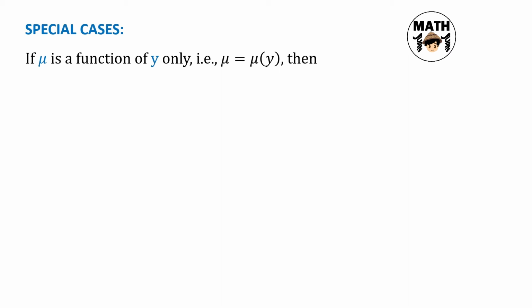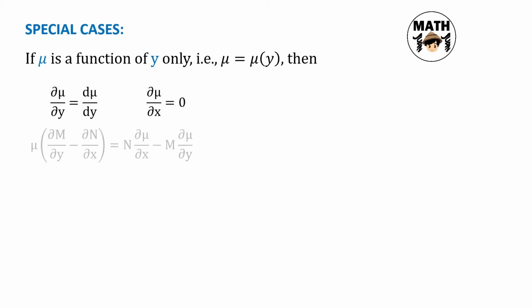If mu is a function of y only, then the partial derivative of mu with respect to y is equal to the derivative of mu with respect to y. And since it is only a function of y, when we take its partial derivative with respect to x, because it is considered constant, that will be equal to 0. We can now cancel this term, n times the partial derivative of mu with respect to x.